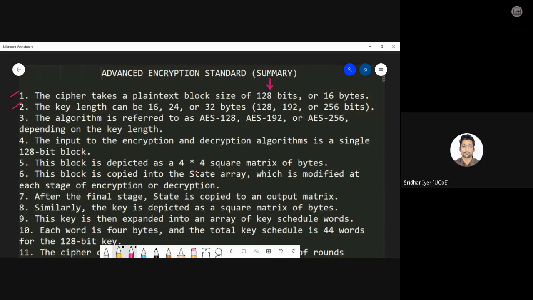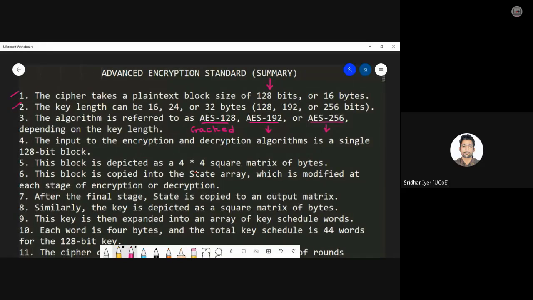Next part is, depending upon the key size, it is available in three variants: AES128, AES192, or AES256. Let me tell you, AES128 has been cracked, so it is not used commercially. Even AES192 is not used that much commercially. We prefer AES256.